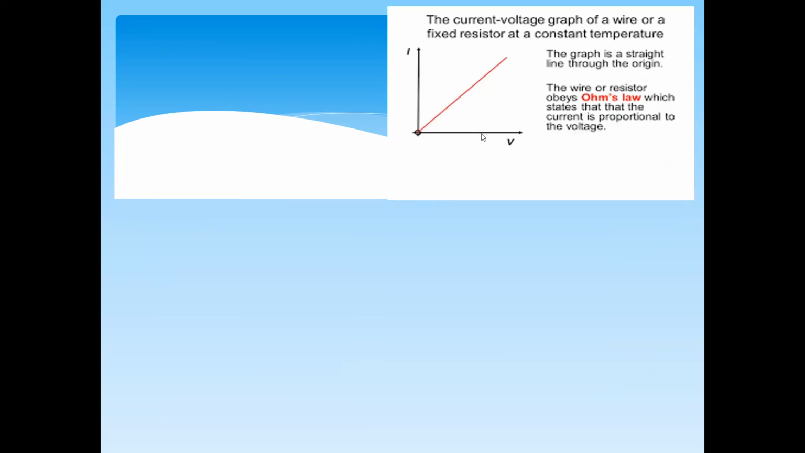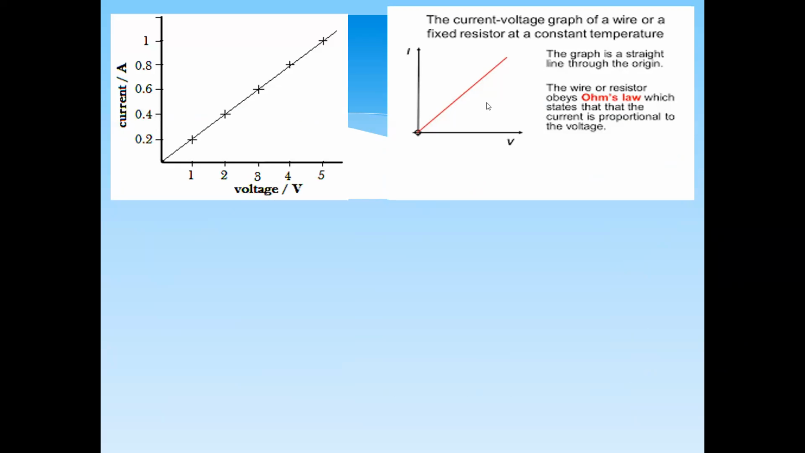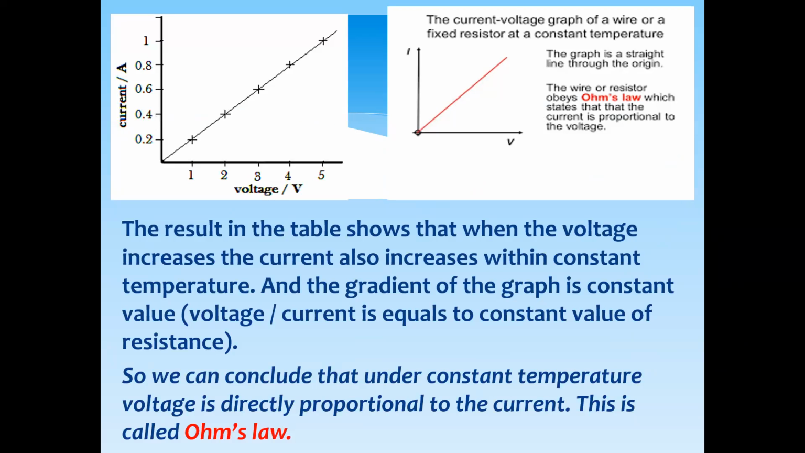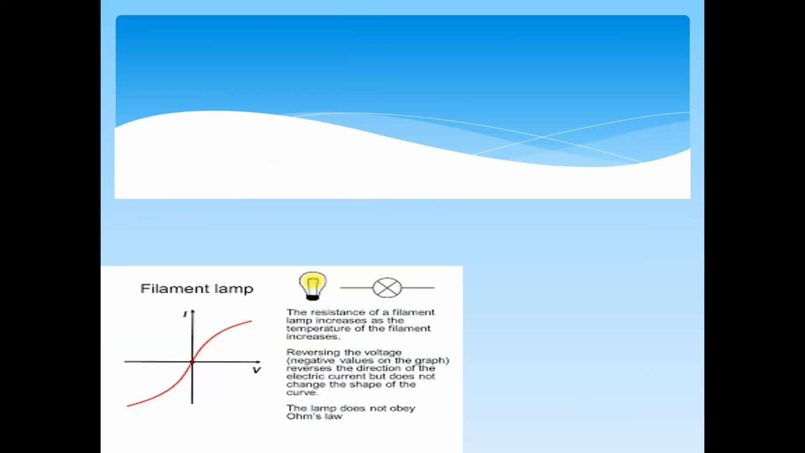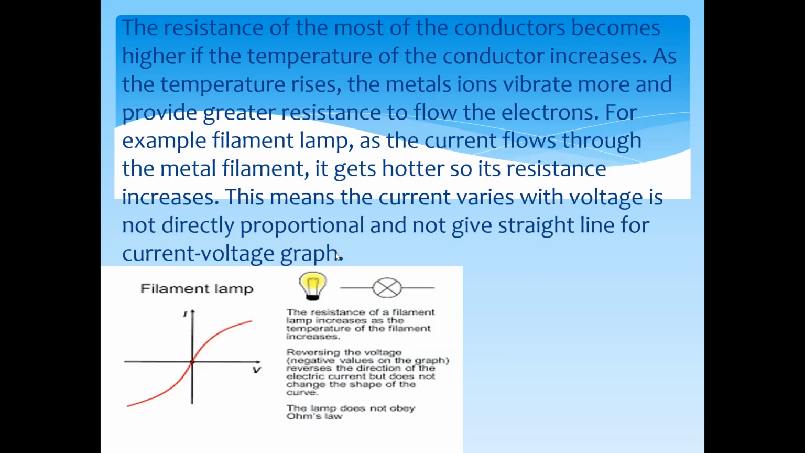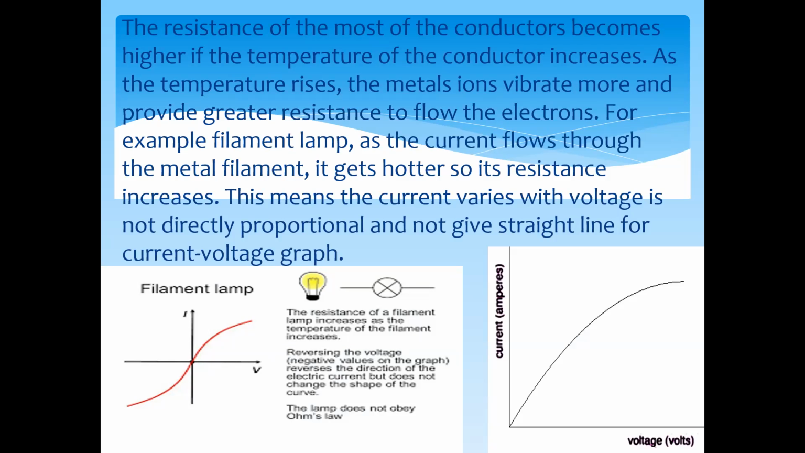If there is no change in the resistance, voltage and current are directly proportional, and we say it is obeying Ohm's law. Hooke's law is for force and extension. But if voltage and current are not directly proportional, it is a curve. It means that it does not obey Ohm's law. So for the filament it is always a curve, and the rate of change in current is decreasing. That's why the slope decreases.